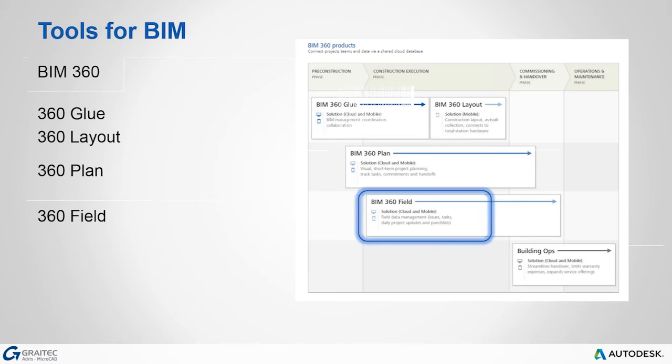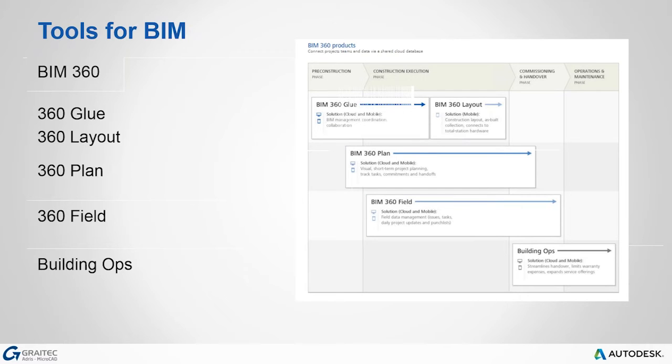Then we have the 360 Field. This is another management software, but it's for 2D and 3D environments, and it combines mobile technologies at the construction site with cloud-based collaboration and reporting. So you can actually look at the models in 3D and see where things are supposed to be going.